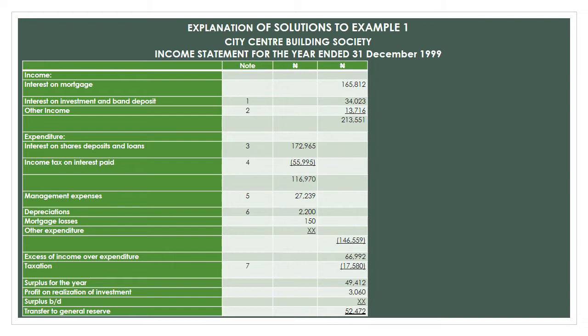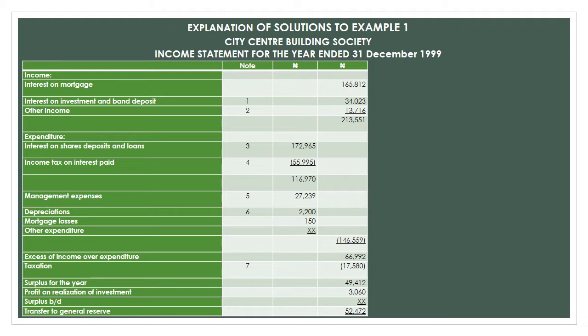The first thing is to prepare the income statement, since we need the profit for the year to be added in the balance sheet. So we have to start from the income statement. On the income statement, the first item from your trial balance that you bring to the income statement is the interest on mortgage, because the mortgage is like the main business of the building society. So you have the first thing you have there that is coming here.